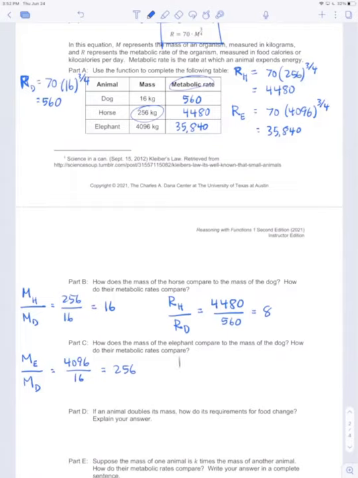Now, in terms of metabolic rate, the rate of the elephant compared to the rate of the dog, the rate of the elephant, let's see, is 35,840.